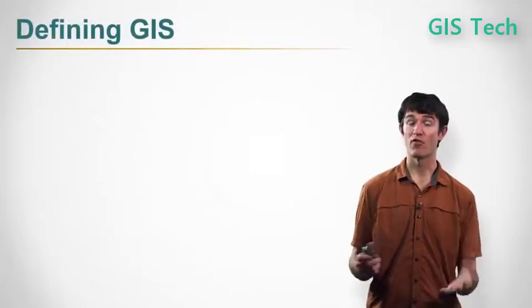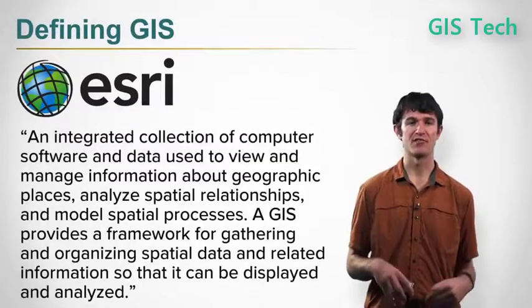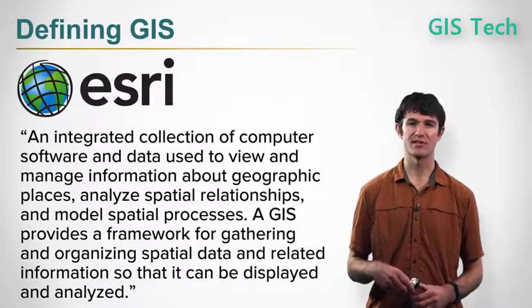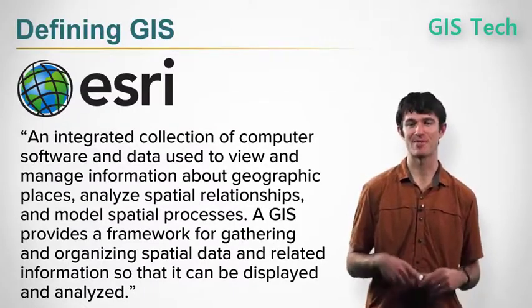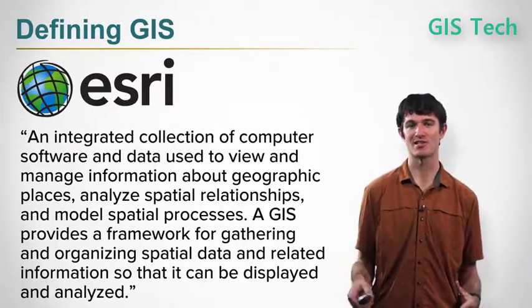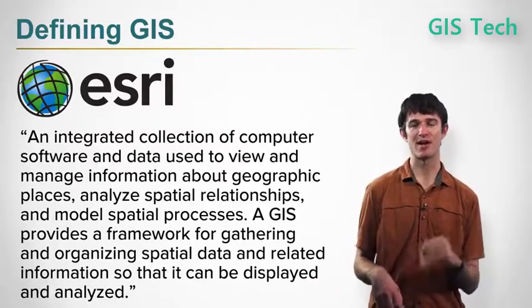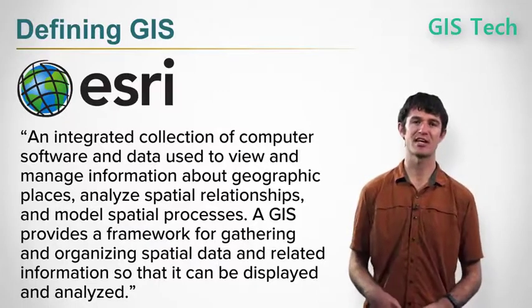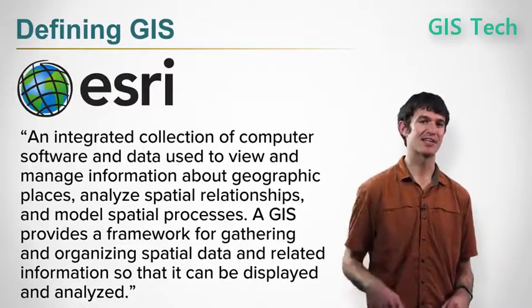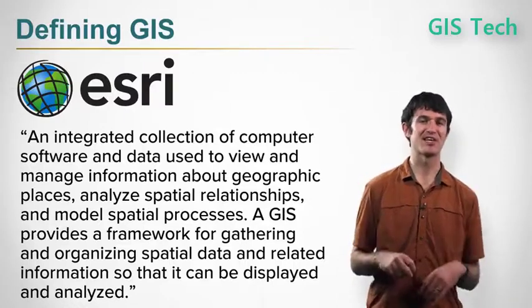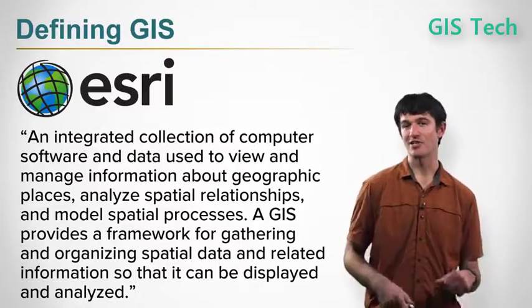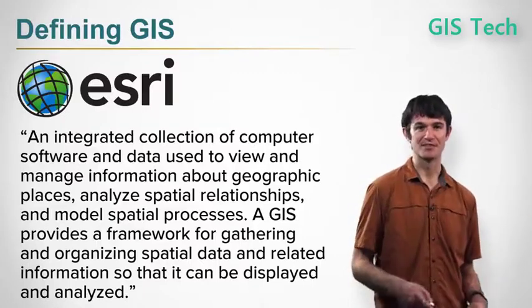So in a more formal sense, Esri's definition of GIS is an integrated collection of computer software and data used to view and manage information about geographic places, analyze spatial relationships, and model spatial processes. A GIS provides a framework for gathering and organizing spatial data and related information so that it can be displayed and analyzed. I think that second sentence is less dense and also a really good summary on its own. And Esri is the maker of ArcGIS, so they know a fair amount about GIS.